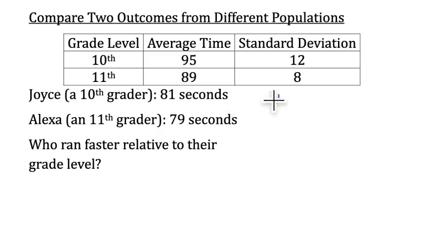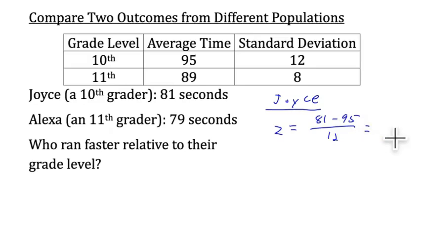All right, let's calculate Joyce's z-score. So her z will equal her time minus the mean for the 10th graders, and all that divided by the standard deviation for the 10th graders. All right, 81 minus 95, that's negative 14. And then we divide that by 12 and get negative 1.167. So she's a little bit more than 1 standard deviation below the mean.